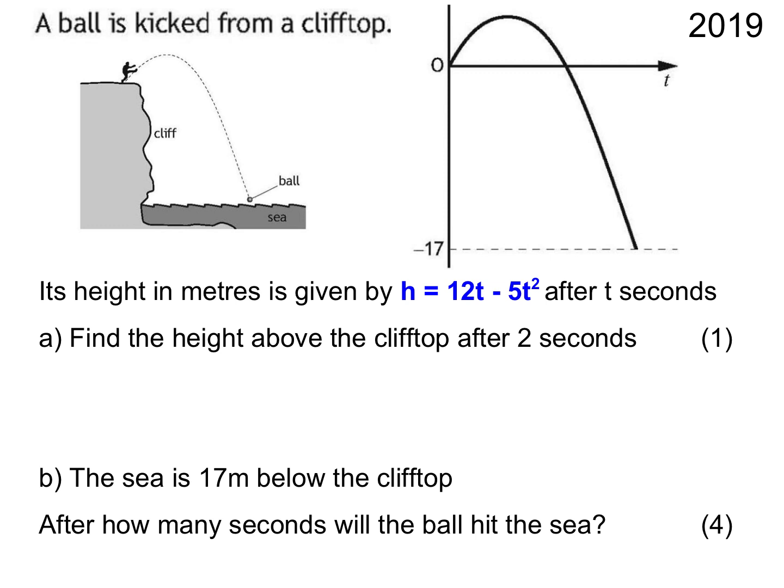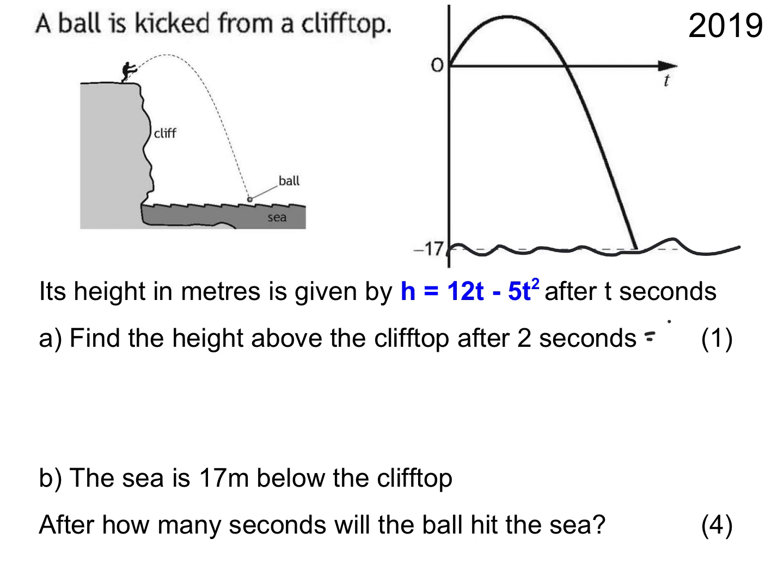So if you'd done the 2011 paper, you would have seen a very similar question. This one says, we've got a ball being kicked from a cliff top, and then this is it when it reaches the sea. Okay, so the sea level is at minus 70. And you can see that because I've given you the two pictures, okay? Find the height above the cliff top after 2 seconds.